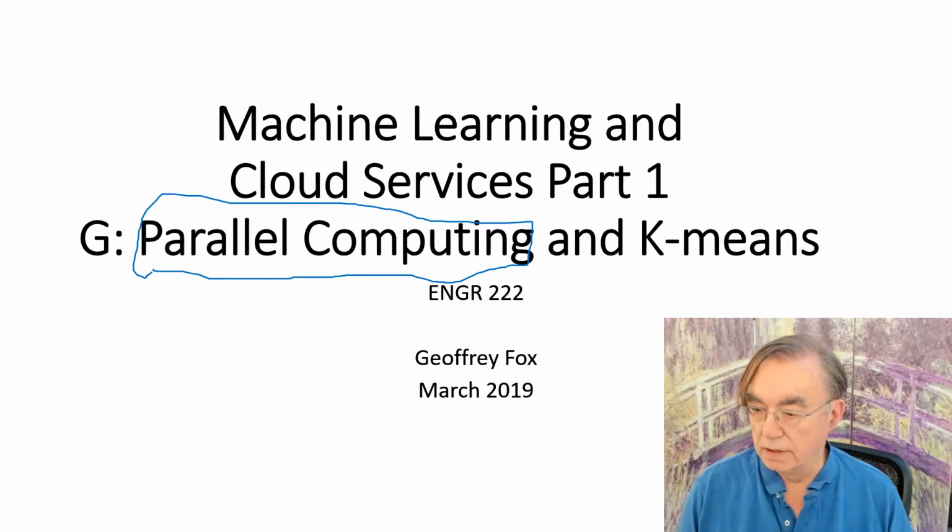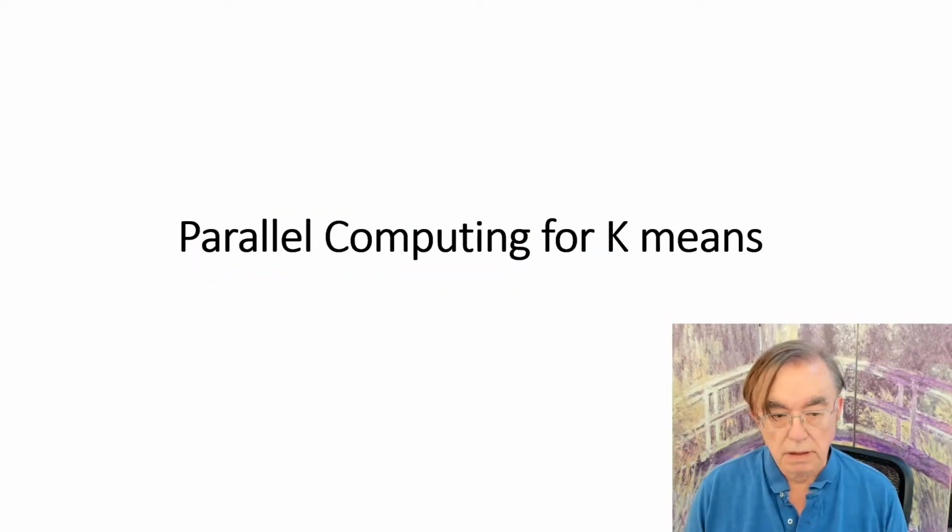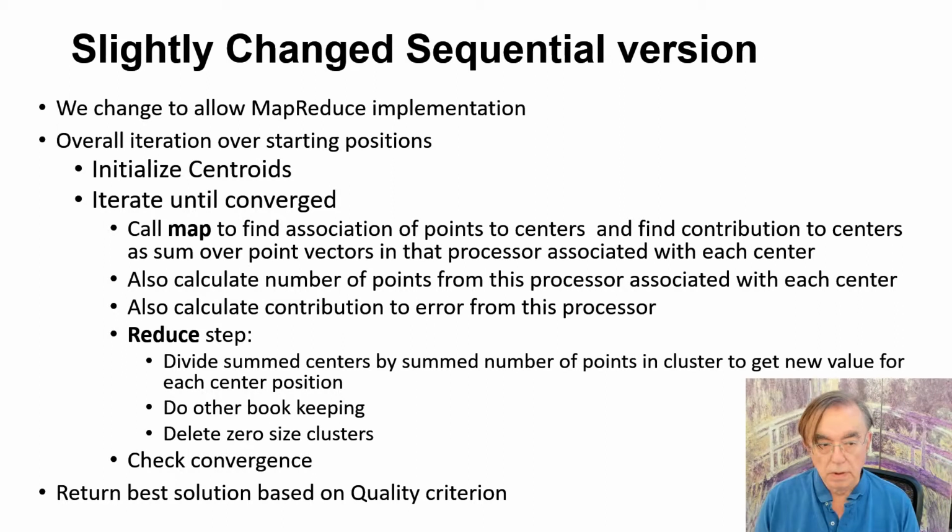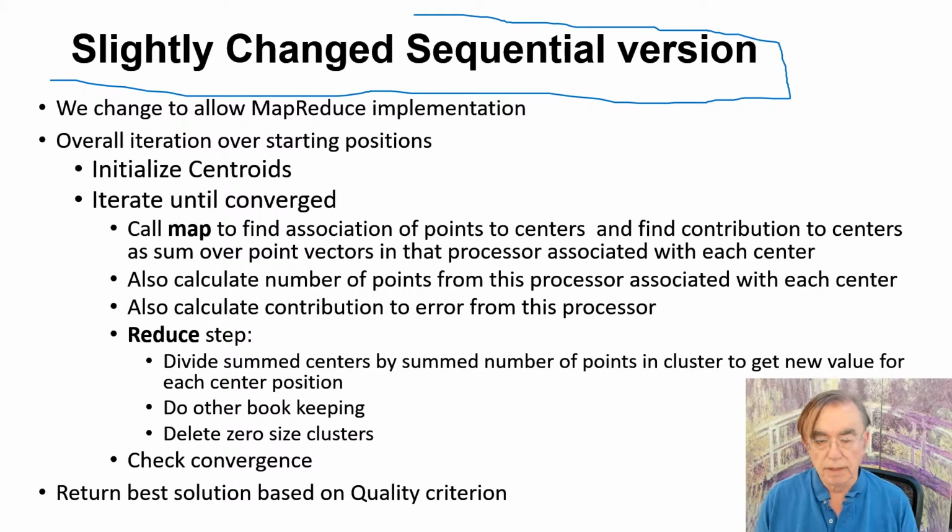This is just a hint as to what you do, and there is some Python code on the GitHub which gives more details. So here we are, parallel computing for K-means. First, we take the sequential version, the Python code, and we need to make a minor change. And that change is to allow the parallelization to be straightforward, effectively using MapReduce.